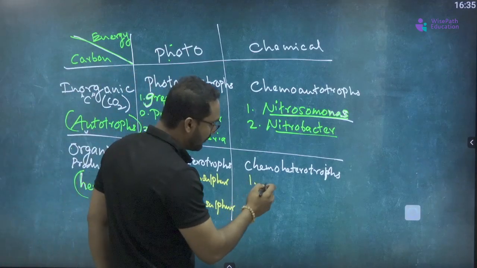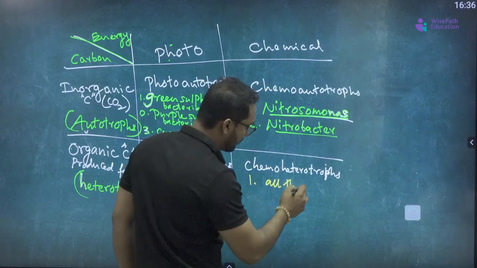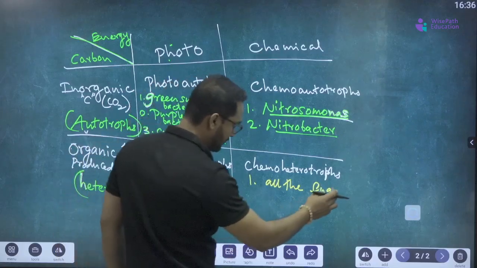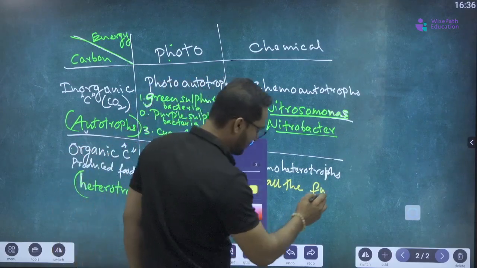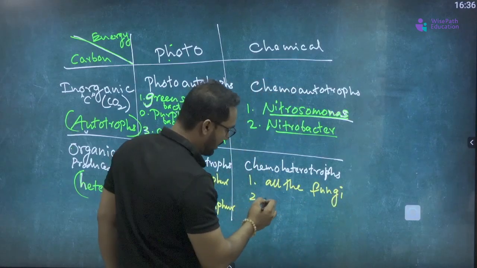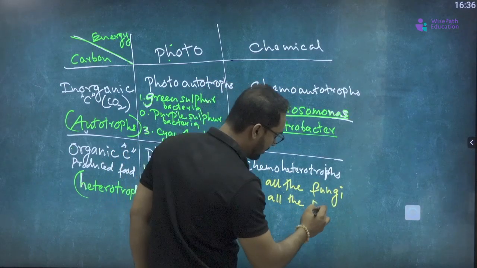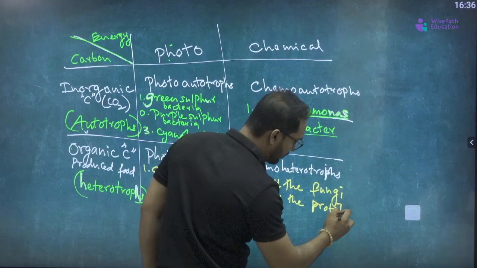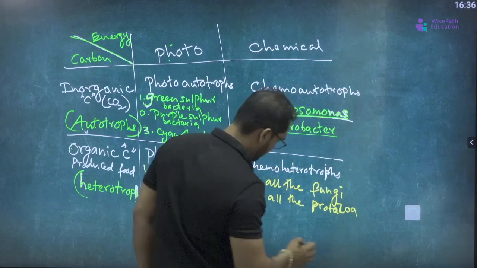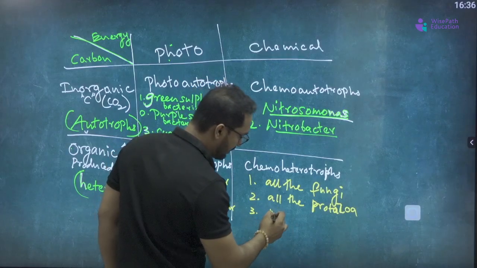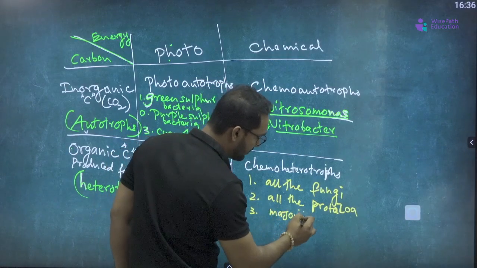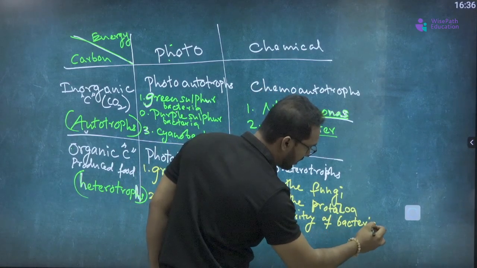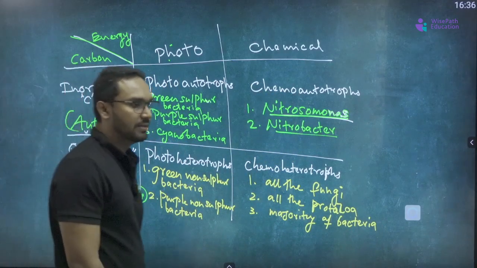So all the fungi and all the protozoa, and the majority of bacteria, are chemoheterotrophs, right? Now you're supposed to have a sticky note here.